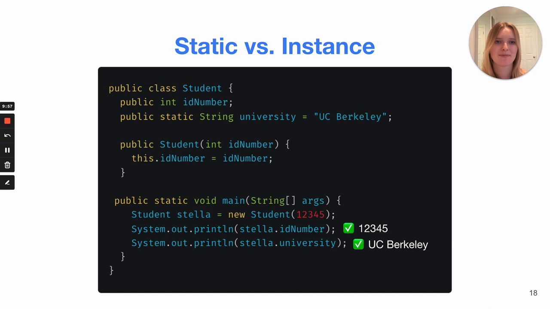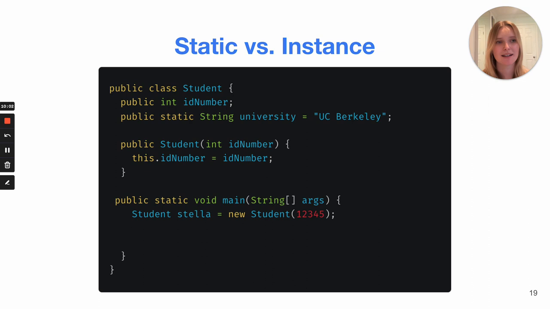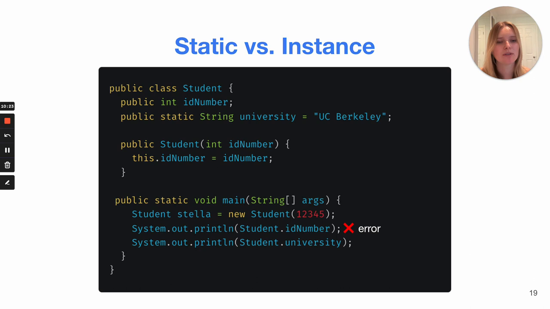And this would print out UC Berkeley. Let's do another example. We have a new student, Stella, but now instead of printing out Stella's ID number, we're trying to print out the entire student class's ID number. And does the student class have an ID number? No, it belongs to an individual instance of a student. So this code is actually going to error. Now let's try to print out the student's university, this entire student class's university. And this actually works because university is a static variable. It's for this entire class. Everything in the class has university UC Berkeley, so it'll print out UC Berkeley.